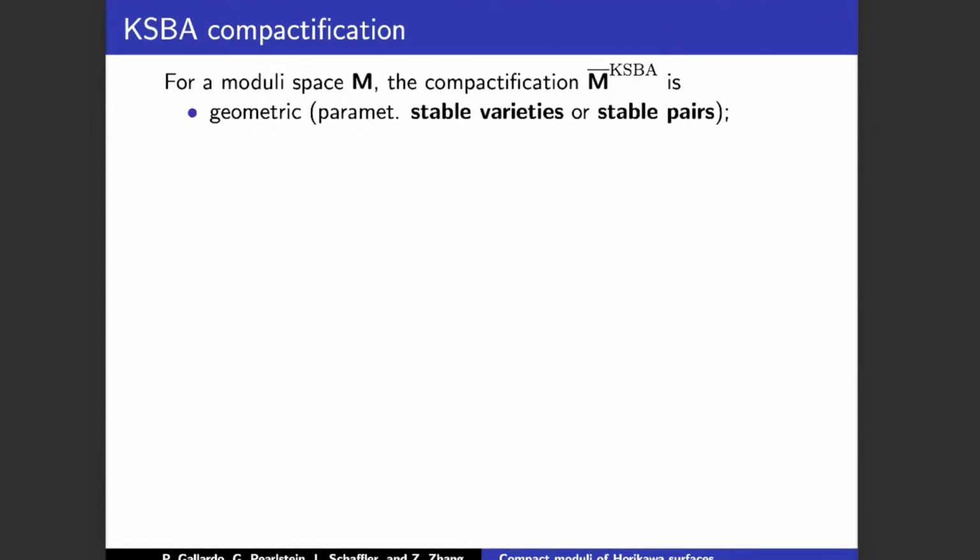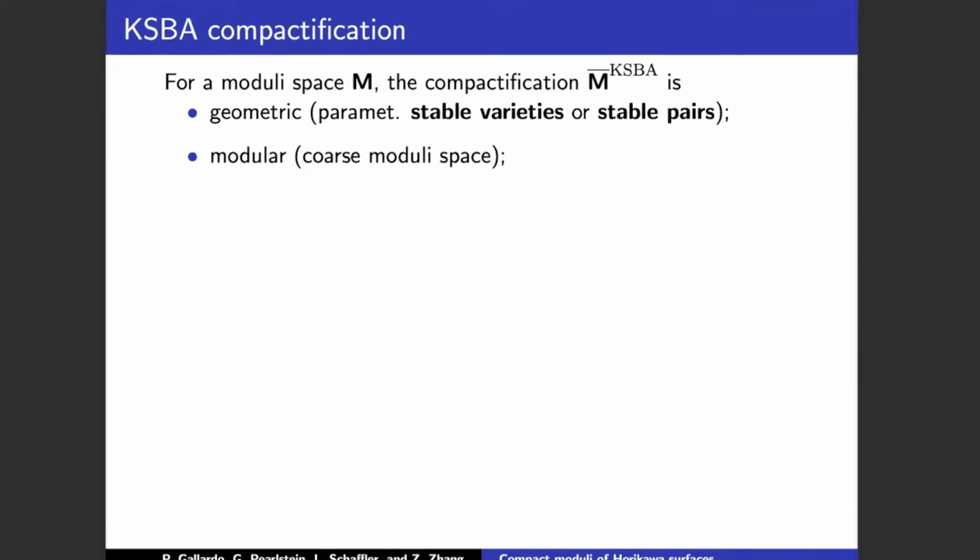So let's take a moduli space M, parametrizing your algebraic varieties of interest. And the KSBA compactification has this property of being geometric, which means that the points in the boundary also parametrize algebraic varieties, which should be thought of as degenerations of the varieties that M parametrizes to begin with. And those are called stable varieties, or in the presence of a divisor, more generally stable pairs. Okay, so we have a geometric compactification, which parametrizes those stable varieties or stable pairs in a modular way.